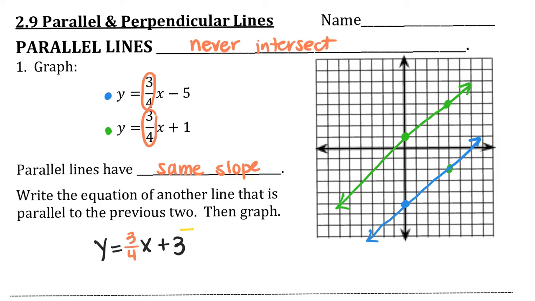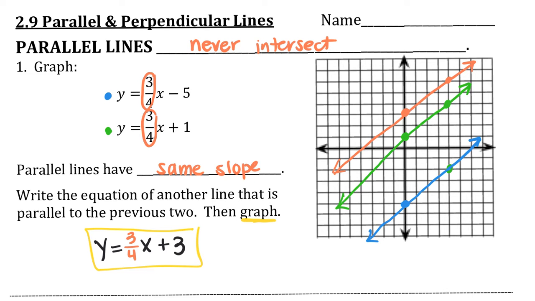Okay, because it has the same slope, it should be parallel. But now let's graph it to make sure. So because I picked my y-intercept to be +3, I'm going to go up to +3. And then my slope is up 3/4. And I'm going to draw my line. And when I draw it, it looks like it's parallel because it's running the same direction as these other lines.